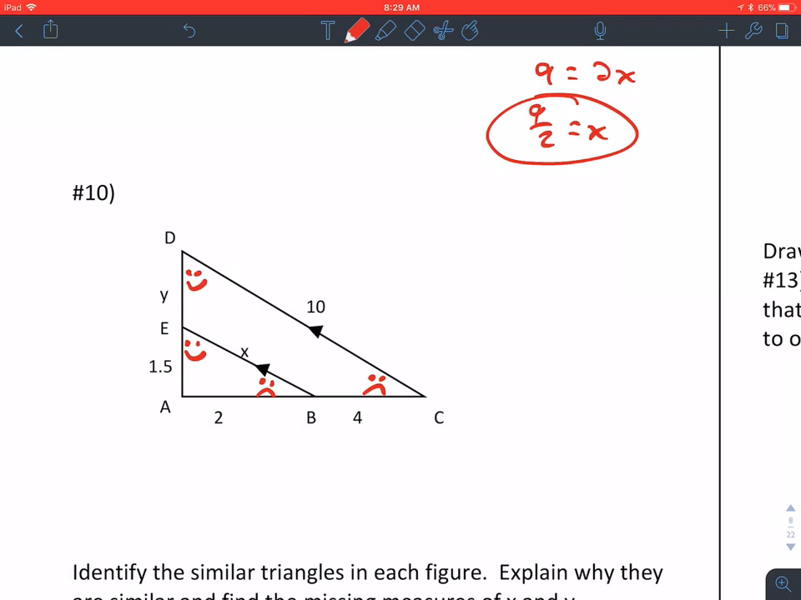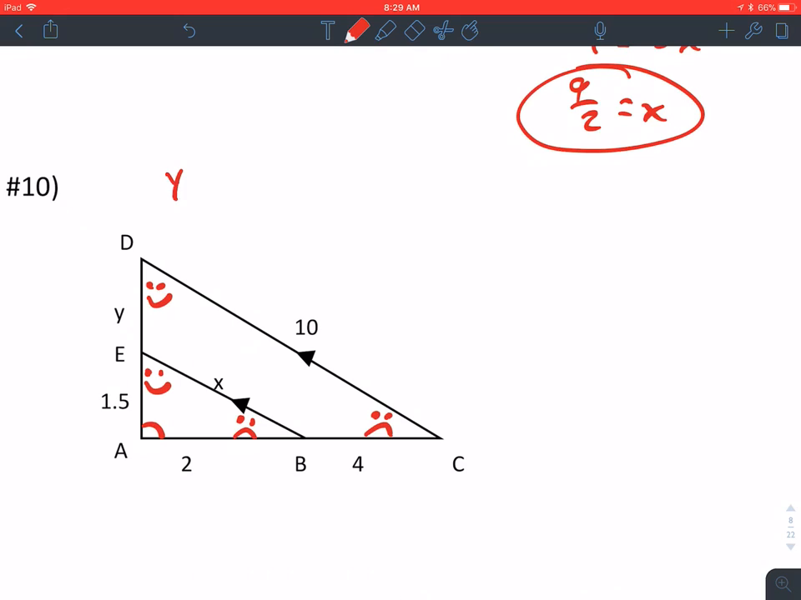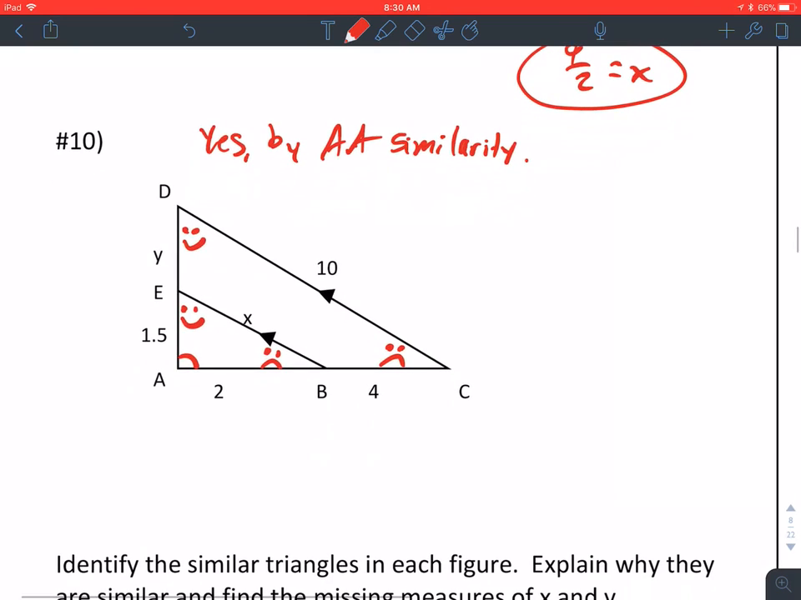If we wanted to add more information to this, we could say that angle A is congruent to itself. So because of all that information, we know these two triangles are similar by the angle-angle similarity. So yes, by the angle-angle similarity. Then we're supposed to find the value of x.